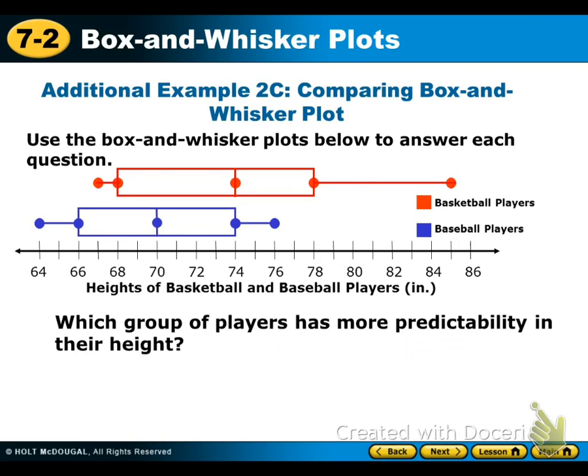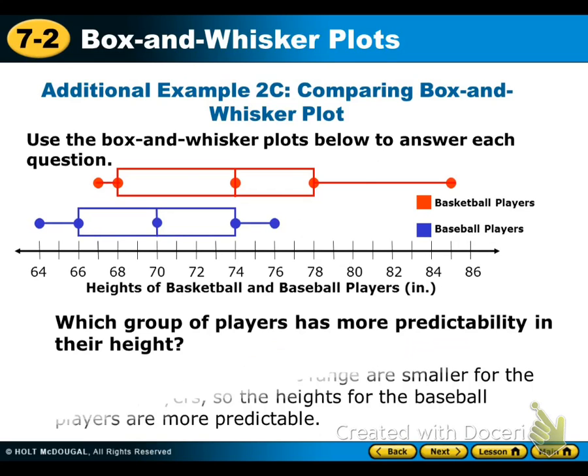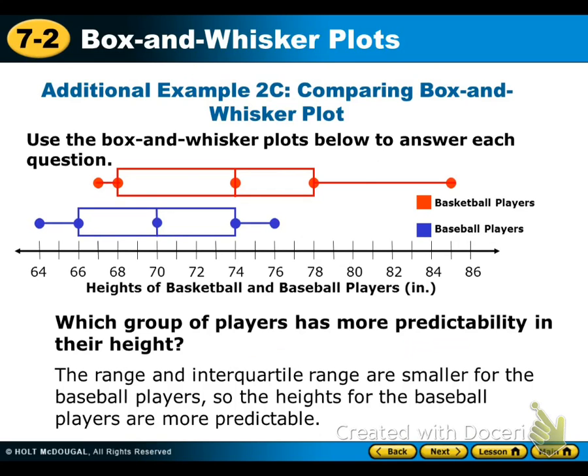Which group of players has more predictability in their height? Well, the range and interquartile range are smaller for the baseball players, so the height for the baseball players are more predictable. Do you understand why? Because there's not that much difference in between their heights. So you would be able to give a better estimate of a baseball player's height than a basketball player's. For example, the baseball players, their heights only range from 64 to 76 inches, which is only 12 inches. The basketball players, they go from 67 to 85, which is 18 inches. That would be a little bit harder to figure out.